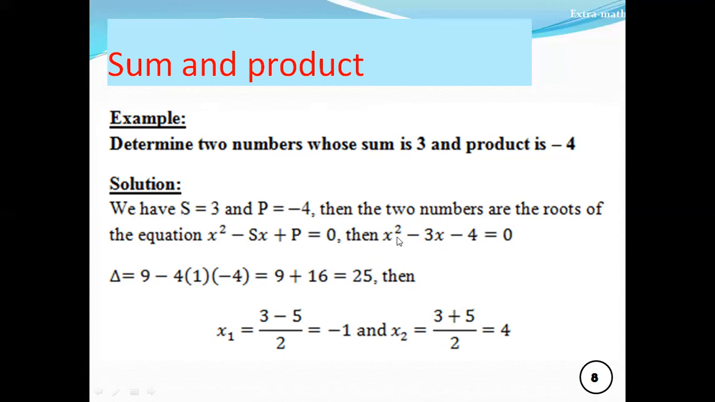Then delta equals b squared, which is 9, minus 4ac, which is 16, equals 25. The roots are (minus b minus radical delta) over 2a, which is (3 minus 5) over 2 equals minus 1, and (minus b plus radical delta) over 2a, which is (3 plus 5) over 2 equals 4. These are the two numbers, minus 1 and 4, whose sum is 3 and the product is minus 4.